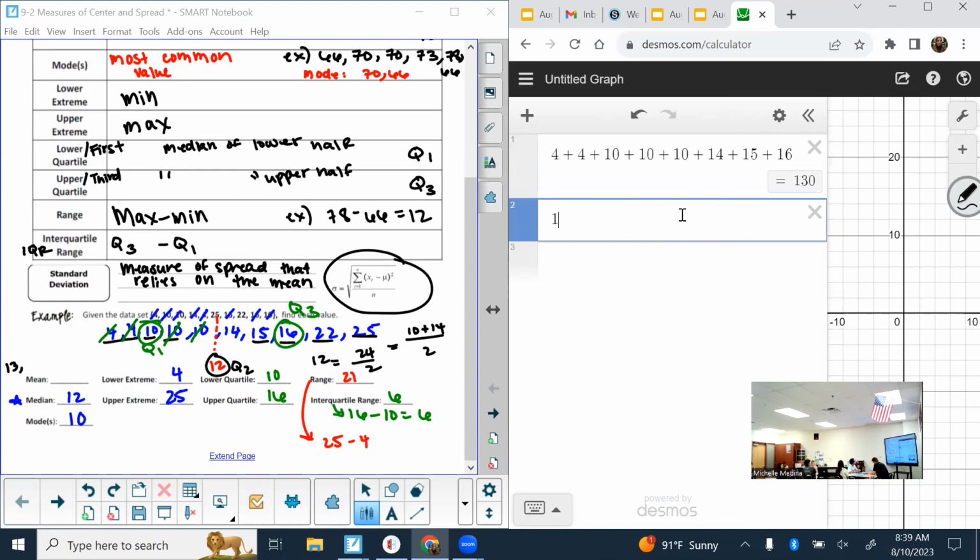Next, I need to take that 130 and divide it by what? 10. I had 10 data points. I had 10 numbers that I added together. So I have to divide by however many I added. A lot of the time, students just think you always divide by 2. Like, no, you divide by however many data points you had. So yes, you're all right if you truly got 13 when you did it. Questions on that?